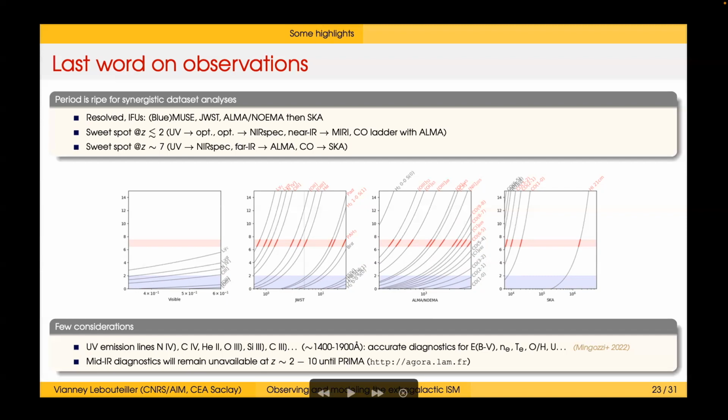But one thing I want to draw your attention to also is that between JWST and ALMA, there is the whole far infrared rest frame that is missing. And it means also that all the mid-infrared features that should shift into the mid-infrared and far infrared will be missing for redshift between about 2 and 10 in the near future. So a future far infrared spectroscopic explorer will be very useful, such as PRIMA, and I encourage you to look at this website to know more about PRIMA and the French involvement in that mission.